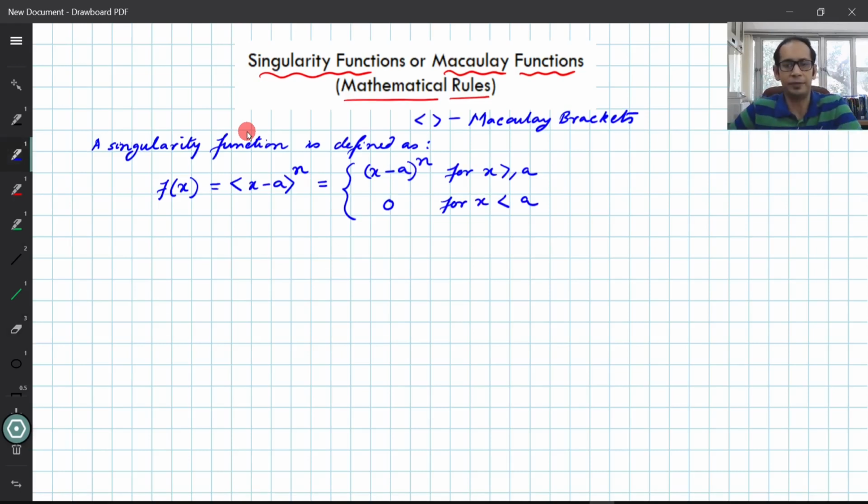If we have a singularity function, x minus a within the Macaulay brackets raised to n, as long as your x is greater than a, this boils down to the simple function within the regular brackets, x minus a raised to the exponent n. But when x is less than a, this becomes equal to 0. Let's also make a note that this entire thing is valid for values of n, this exponent n, which is greater than 0.